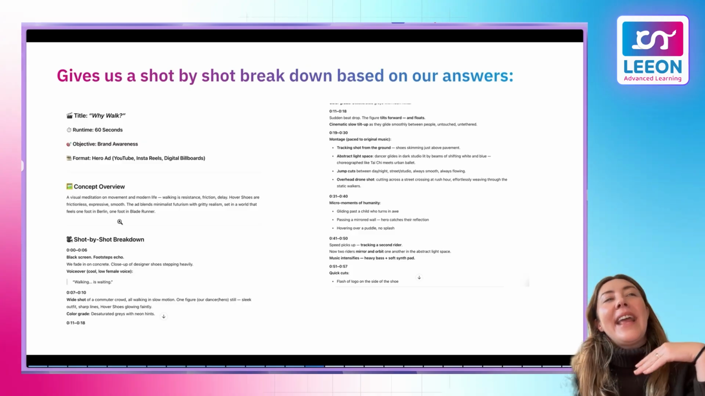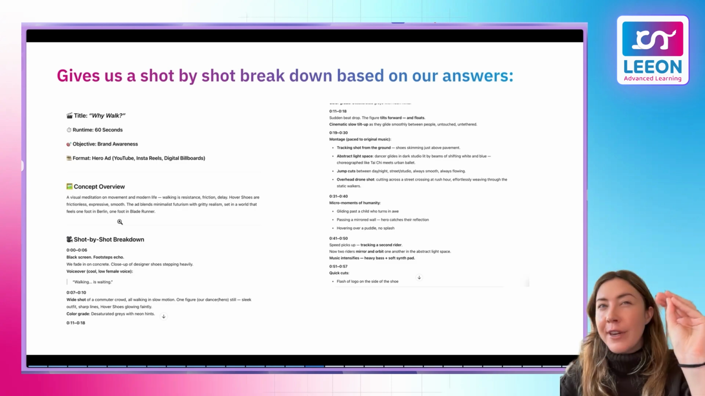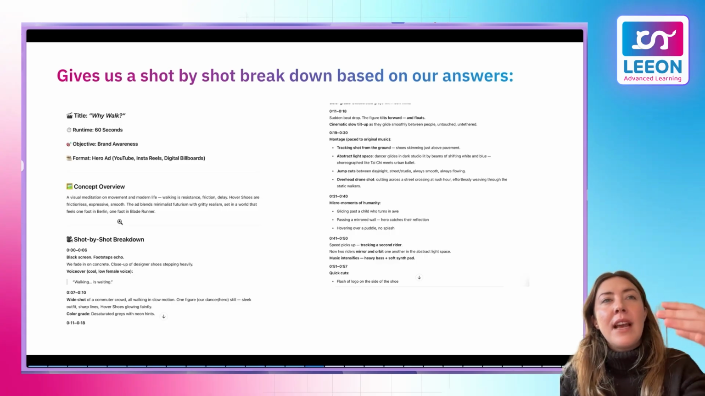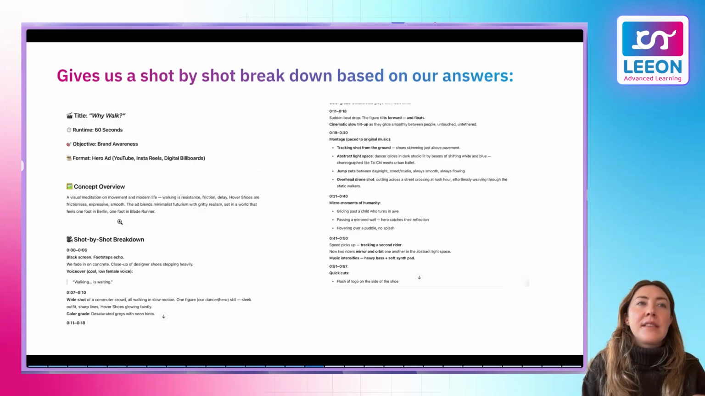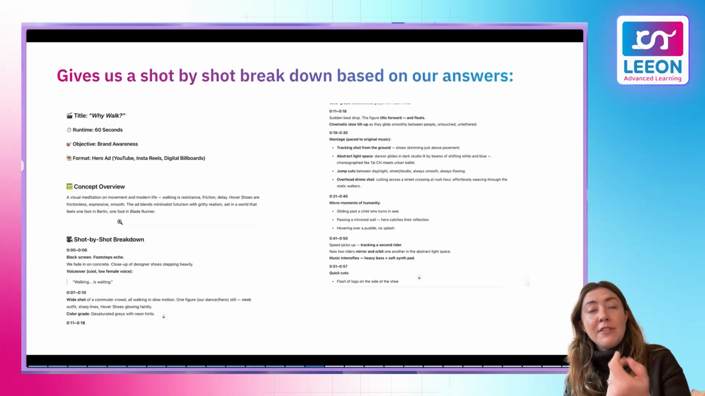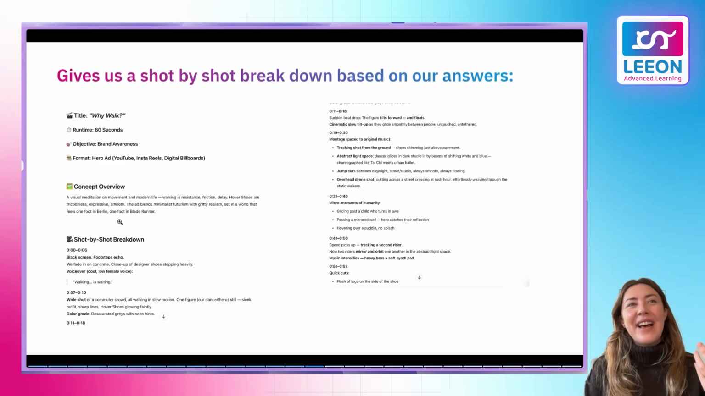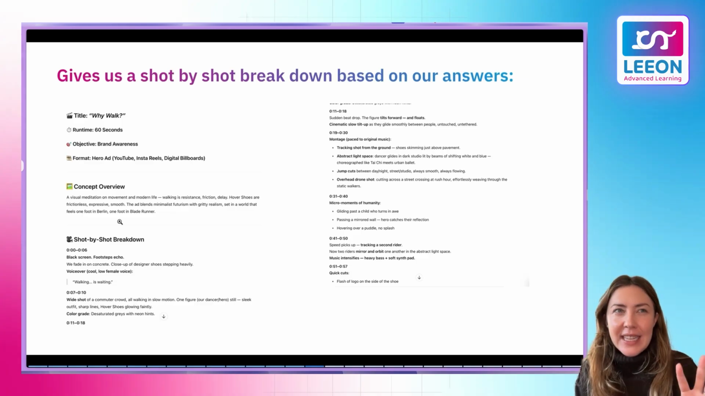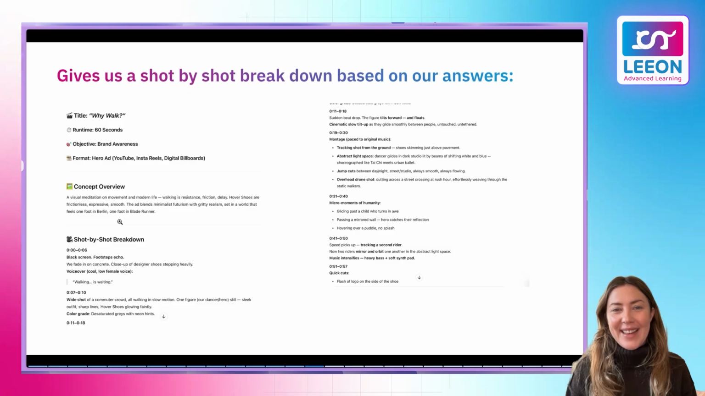So it says, a visual meditation on movement in modern life. Walking is resistance, friction, delay. Hover shoes are frictionless, expressive, and smooth. The ad blends minimalist futurism with gritty realism, set in a world that feels one foot in Berlin and one foot in Blade Runner. Okay, I like the concept. This is good, and this was really what I was thinking of when I was answering those questions. So that's matched things really, really well for me. Of course, if it didn't get it quite right, just work on it more. Make your suggestions and say where you need to refocus, things like that.